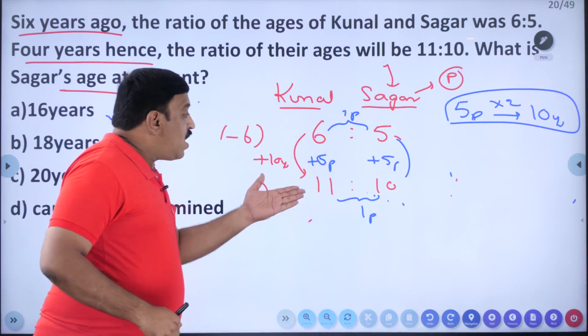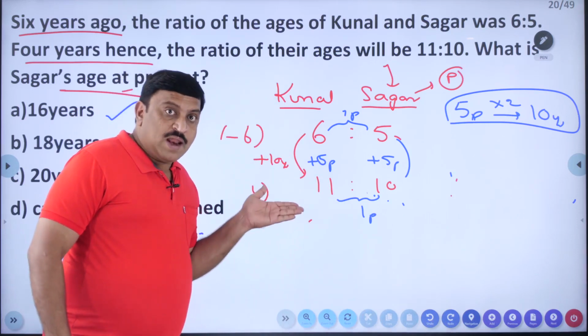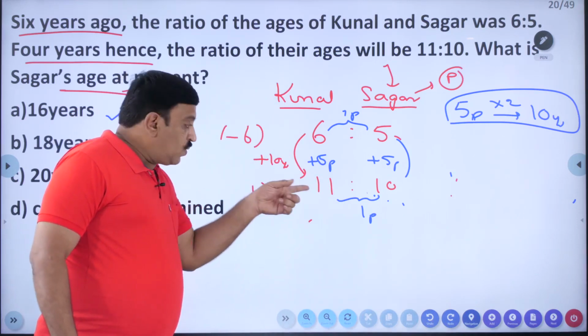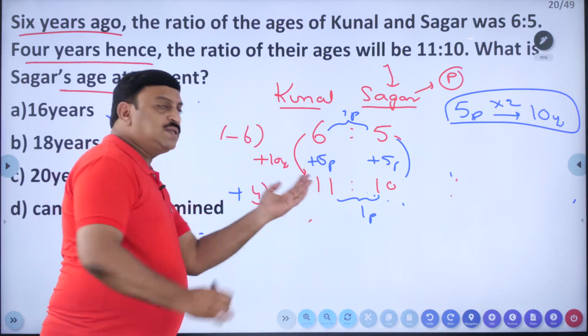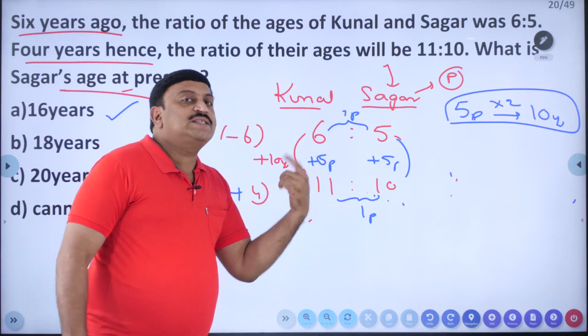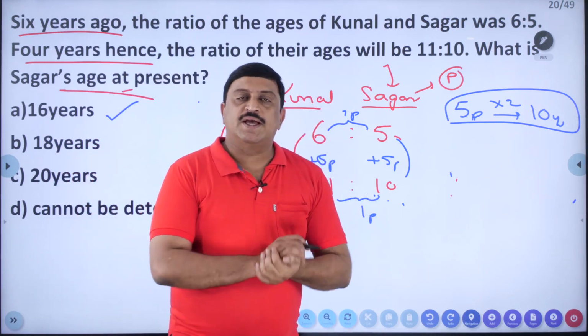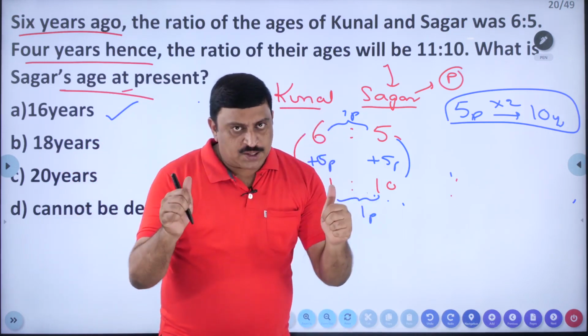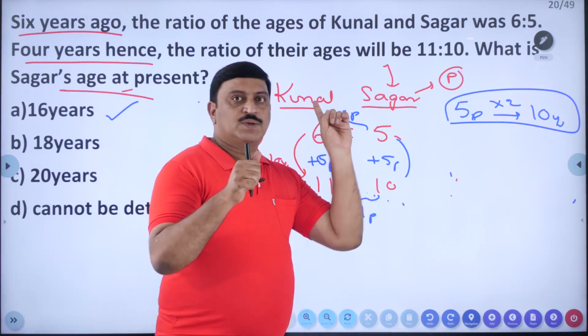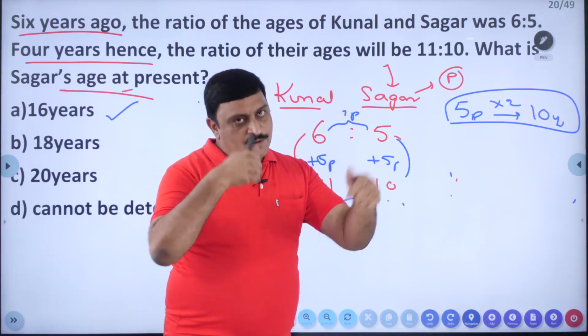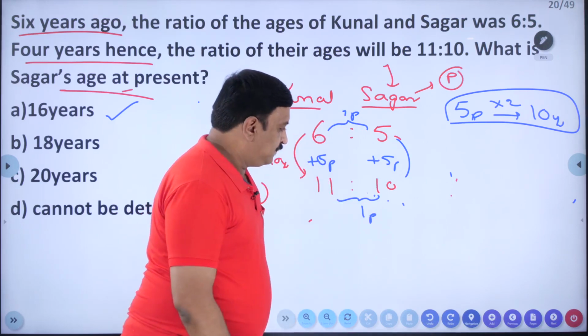Again Kunal, 11 is after 4 years. 11 into 2, 22. This is plus 4, that's why it is minus 4. 22 minus 4, that is 18, is Kunal's present age. Understood? So you have learned 4 questions in 1 question. Okay, let us go to the next question.